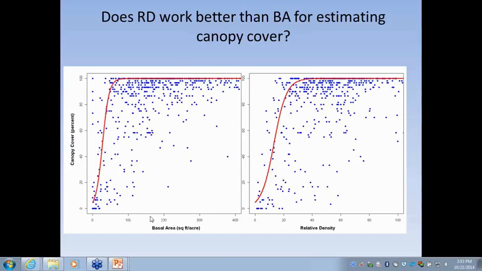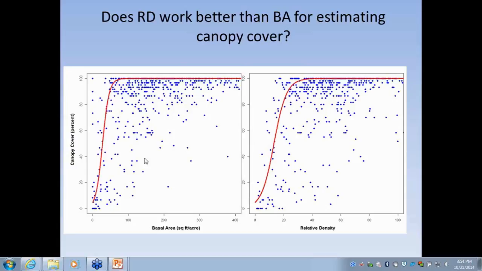Okay, so here's basal area. This is from the inventory, our current inventory work, where we're measuring canopy cover and basal area and everything we need to measure to calculate both basal area and RD. And this is a statistical fit, a nonlinear fit, this red line. And what it comes down to is from what we see in our work, basal area is just as good of a predictor of canopy cover as RD. And it's actually a little better statistically.